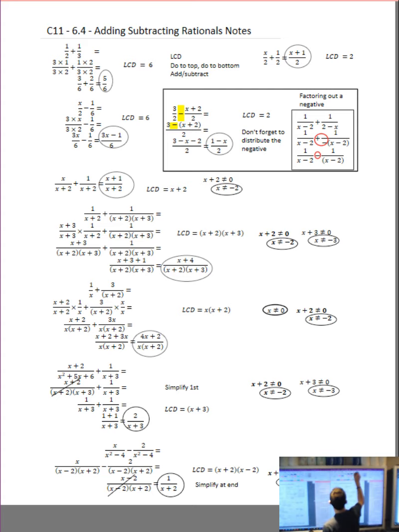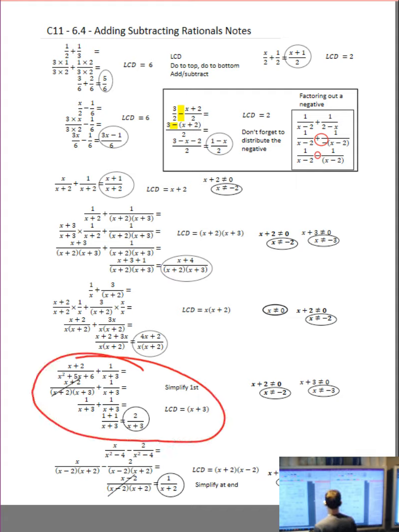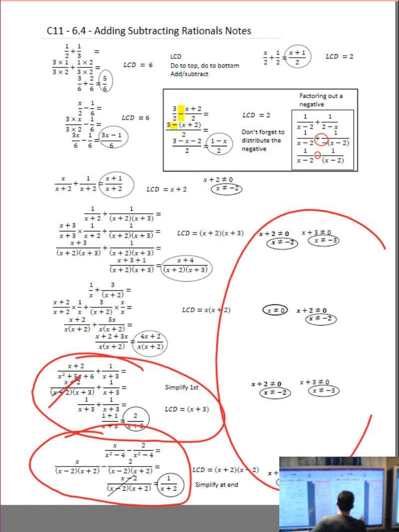So again, I'm going to circle down below. We have, what if it simplifies first? Well, if you can simplify first, do it. What if it simplifies at the end? Well, if it can simplify at the end, do it. Don't forget about your restrictions. So that's adding and subtracting using the lowest common denominator method.